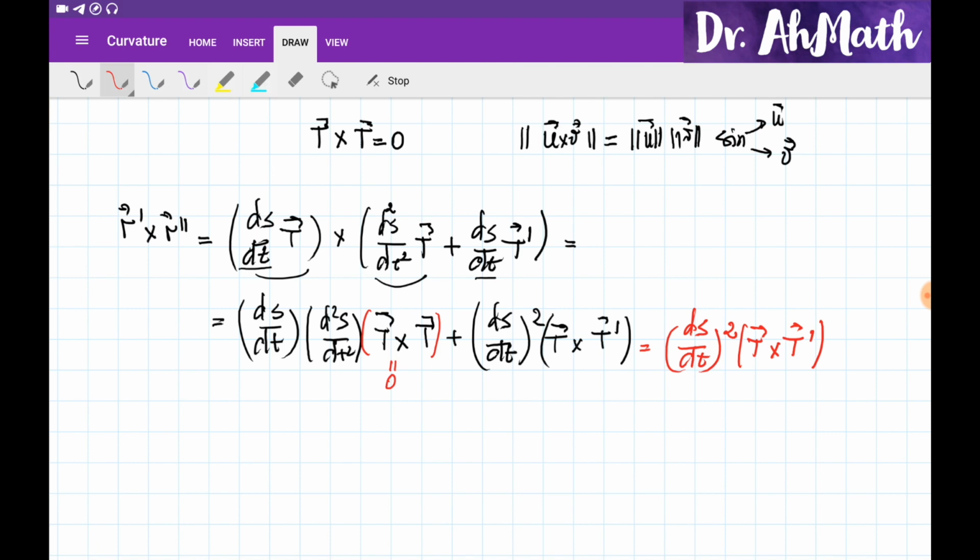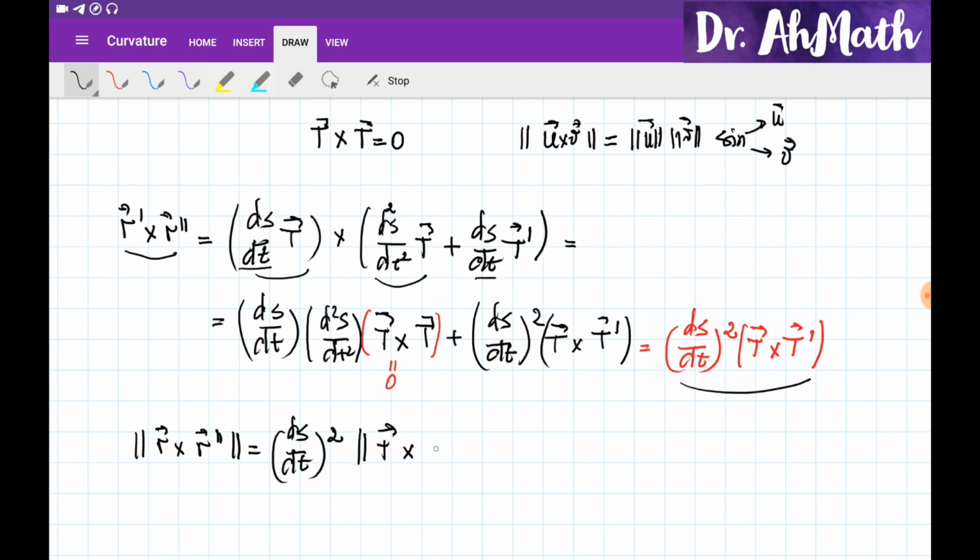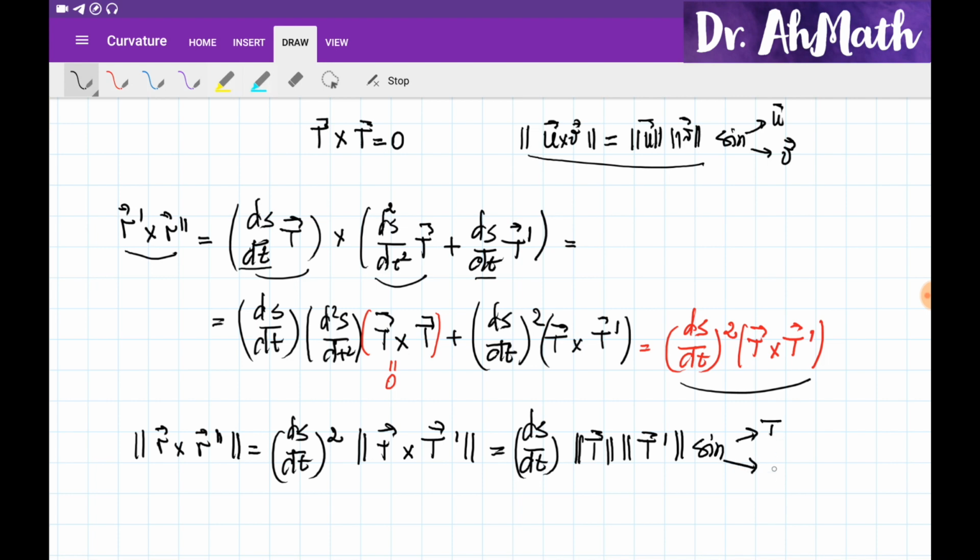So now what we're going to do is take the norm of this vector, okay? When we take the norm of this vector, it's going to be (ds/dt) squared, and the norm of this vector is the norm of T cross product T prime, right? And we are going to use this formula for the cross product. It's going to be the norm of T multiplied by the norm of T prime multiplied by the sine of the angle between T and T prime.